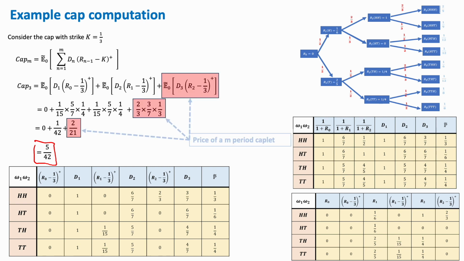So notice something interesting actually. This expression here, we said the cap is essentially a portfolio of caplets, right? So this is really the value of a caplet, a 3-period caplet. That means at the same time we were able to price the 3-period caplet, and we find that the value of the 3-period caplet is just 2/21.